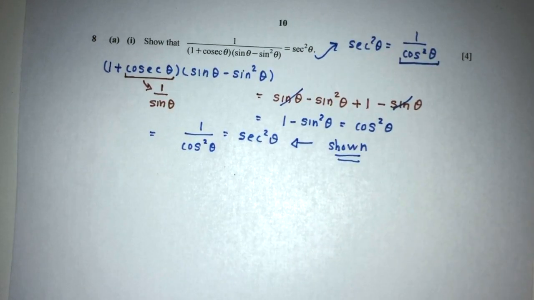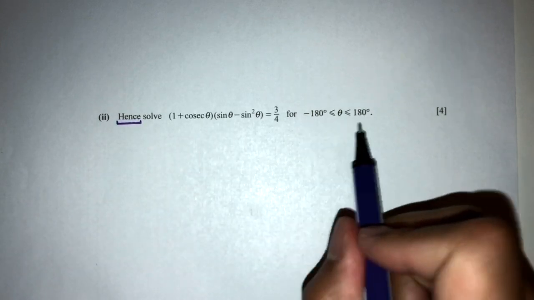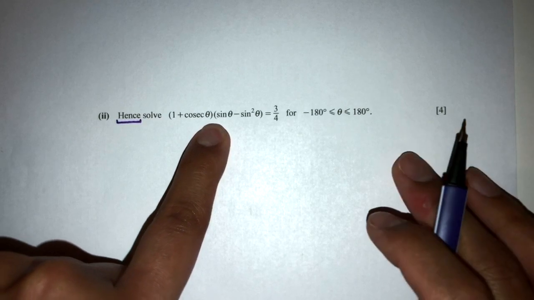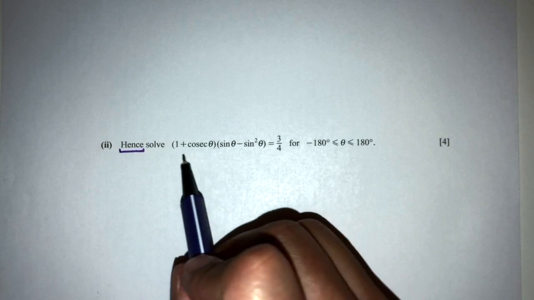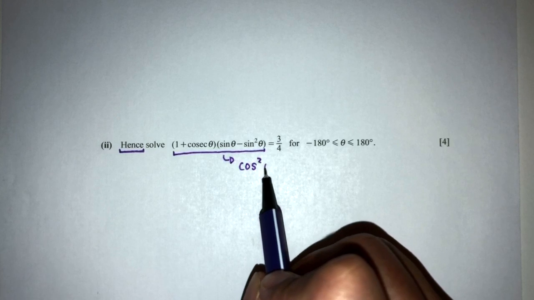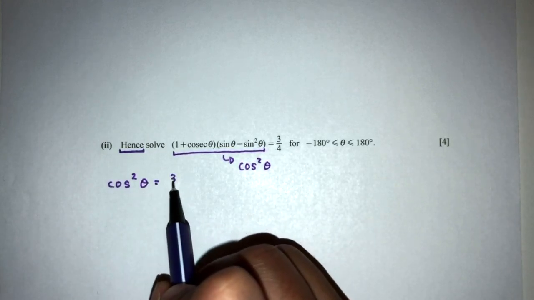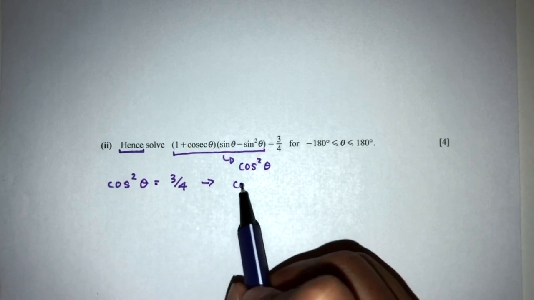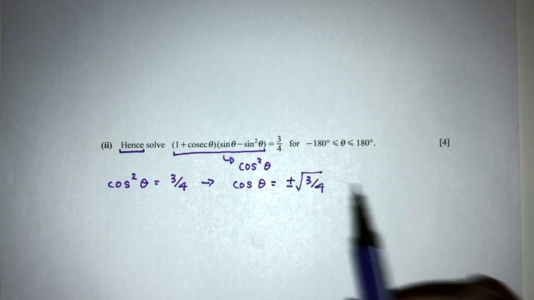That is part 1 of the question. Now for part B, we have to solve the equation. Hence, as you can see, we have to use that to solve this equation between these two. Now as you can see, this was found to be this. So we know that this is equal to cos square theta. So right now we have cos square theta is 3 over 4, which means cos theta is plus minus root 3 over 4.